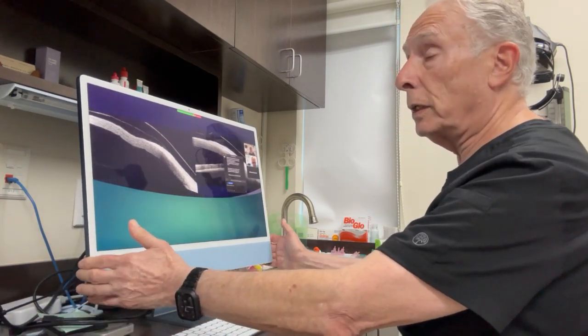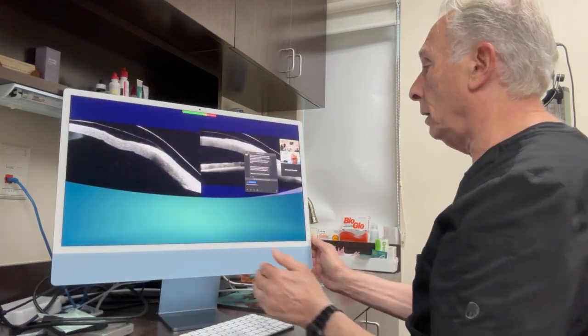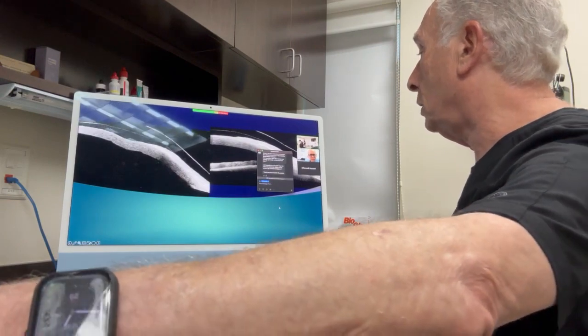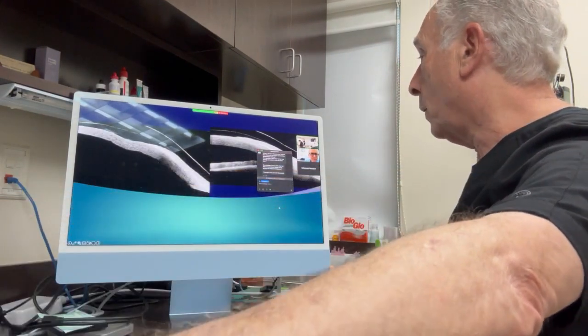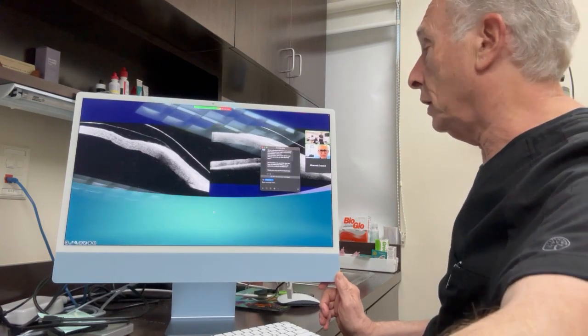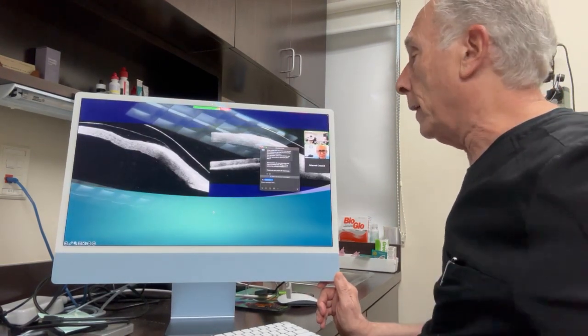Can I turn this around so they can see? Look, can you see? Can you point to the OCT? That's my anterior seg. Yeah, that's it. I don't know if you can see. That's my anterior seg OCT. It's right near my chair.